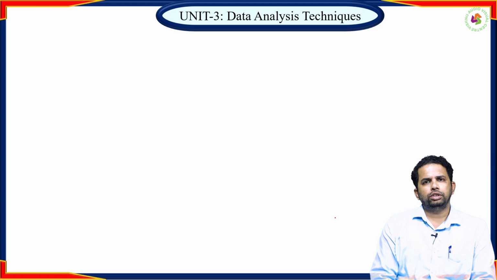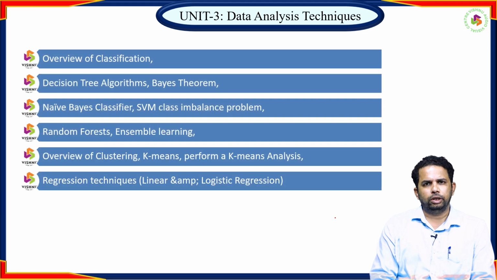In unit 3, we are going to see the techniques related to data analysis. That is basically covering classification and decision-making algorithms such as decision tree algorithms, Bayes theorem and Naive Bayes classifier. We are going to see the support vector machine and the class imbalance problem as well. And what do we mean by random forest algorithm? What do we mean by ensemble learning? We are going to check it in this unit. So it is an overview of data analysis techniques, the universal techniques we are going to use in our careers as data scientists, which we will see in unit 3 as fundamentals.